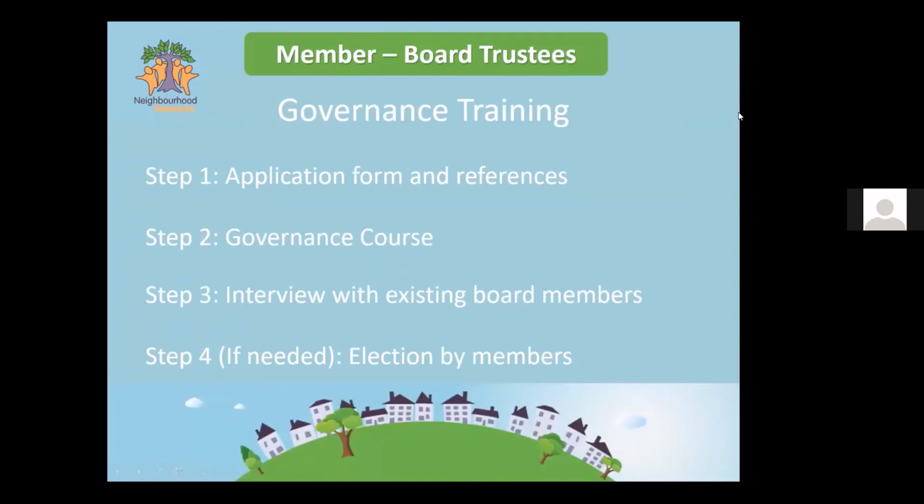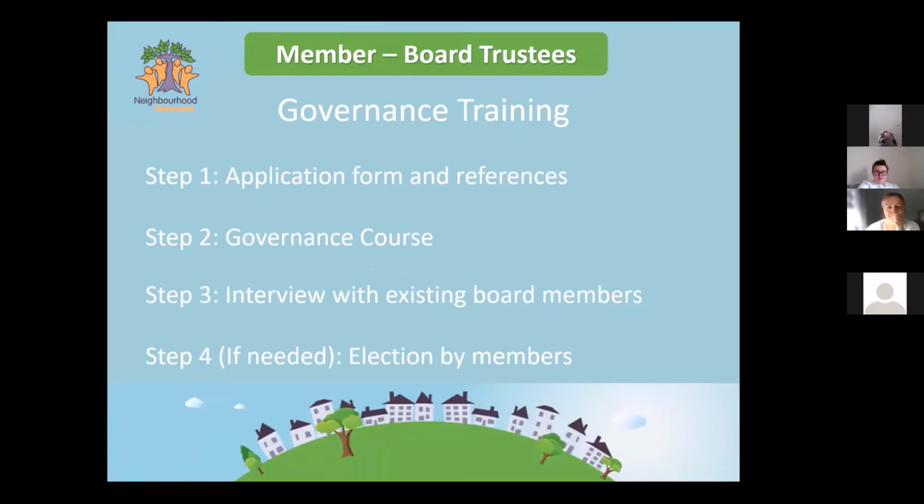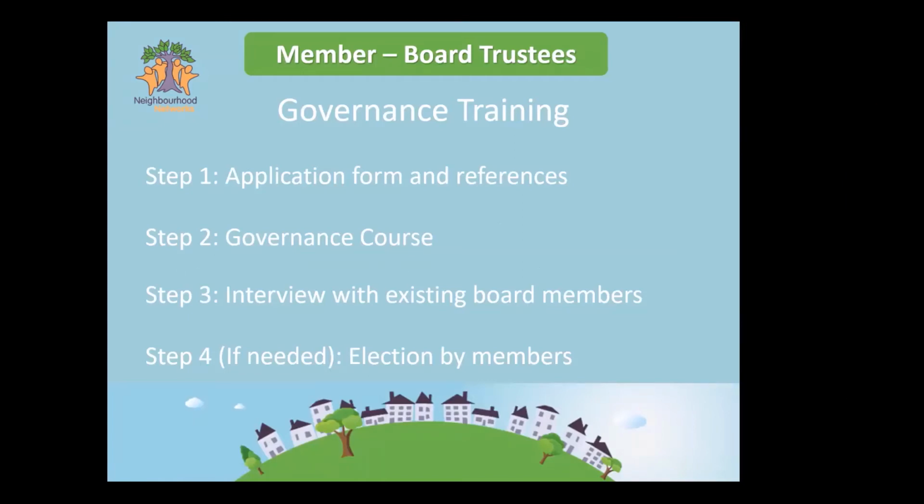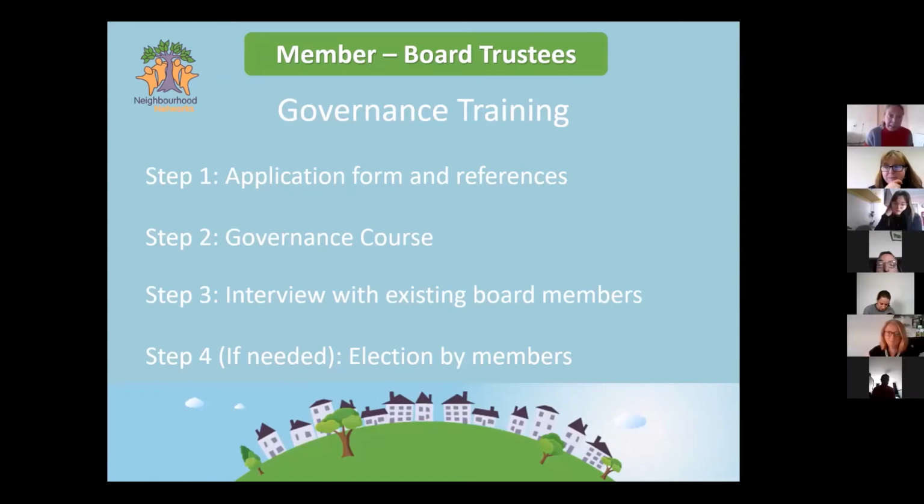Right, so in the first instance, we ask community living workers to speak to members about whether or not they want to put themselves forward to be member trustees for Neighbourhood Networks. Anybody who's interested can then submit an application form, a reference from their community living worker and an outside reference. They'll then be invited to come on to the governance training. This is 4 sessions over 4 weeks.